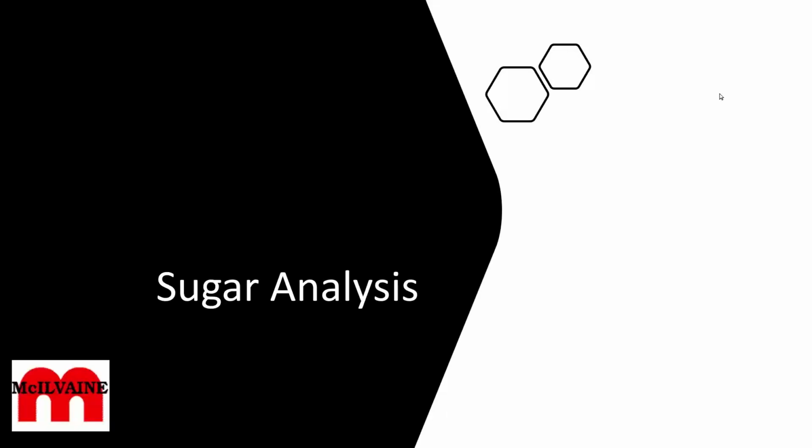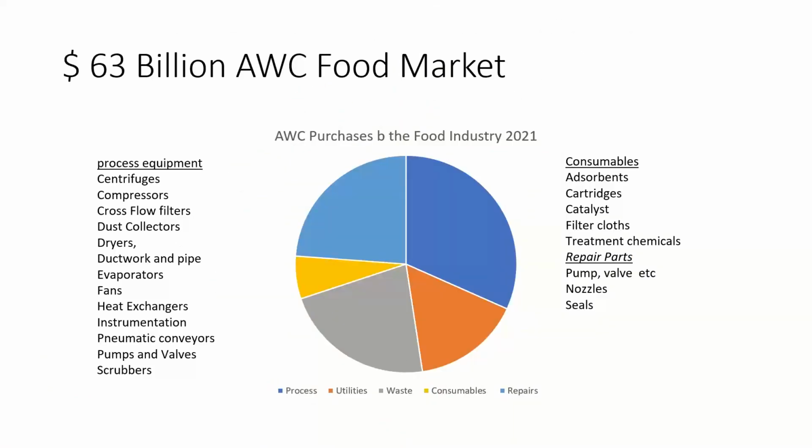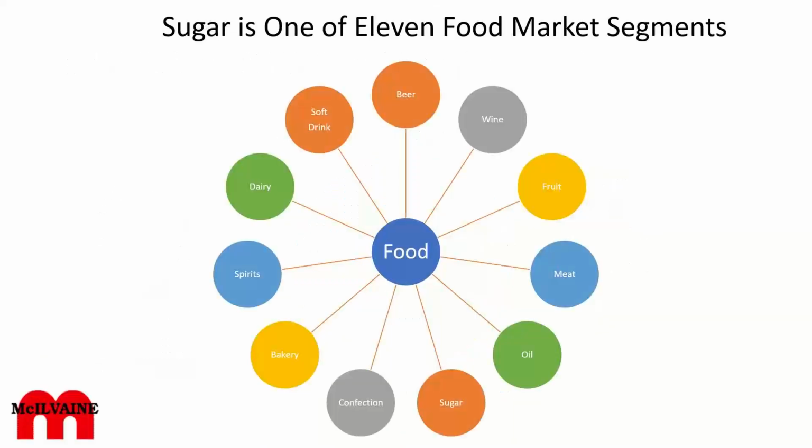Welcome to a discussion today of the air, water, and energy products used in the sugar industry. It's a very big market for pumps, valves, filters, instrumentation, dryers, and compressors, and other air, water, energy equipment. Sugar really is one of 11 major food markets where air, water, and energy equipment is widely used. And there are many subsegments of each one of these.